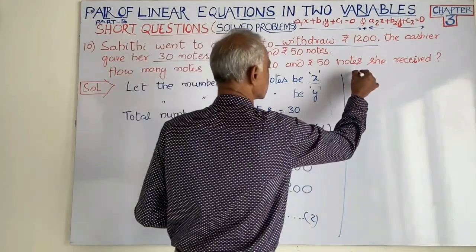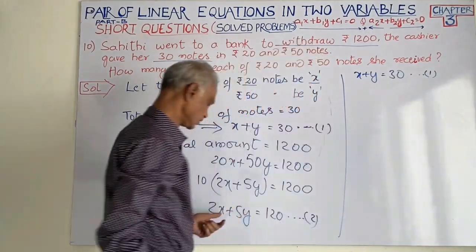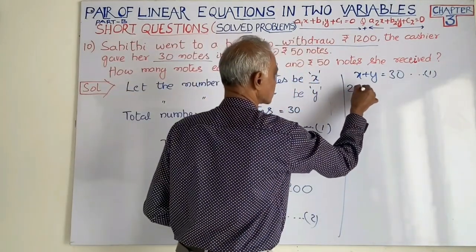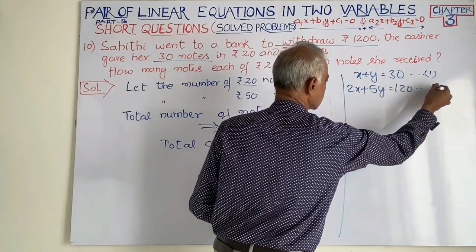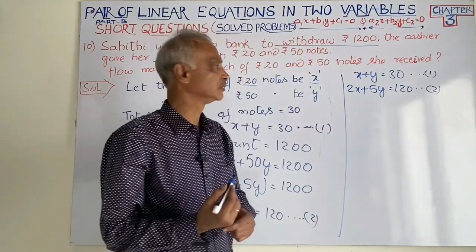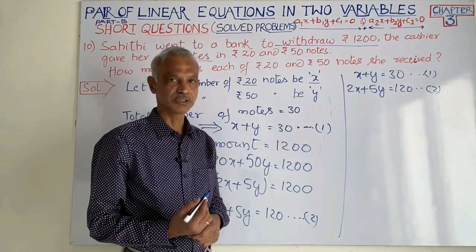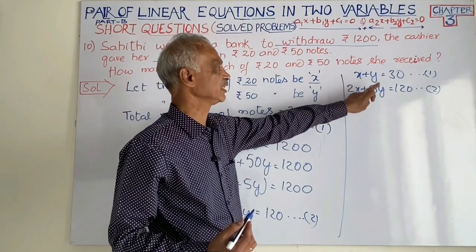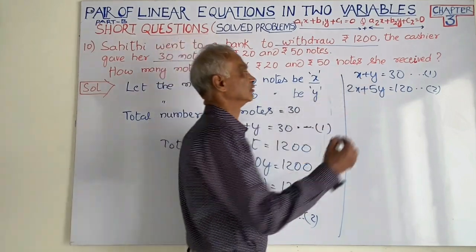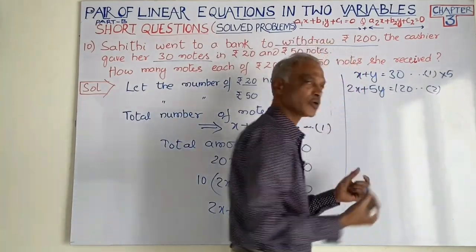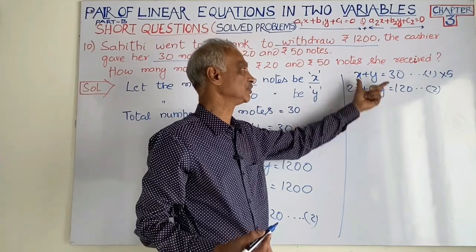We will take these two equations. x plus y is equal to 30, this is equation 1. And 2x plus 5y is equal to 120, this is equation 2. By elimination method, we will do the problem. Since 5y is there, you multiply equation 1 with 5 and equation 2 with 1, so as to make this 5y. And we have to subtract this from this.